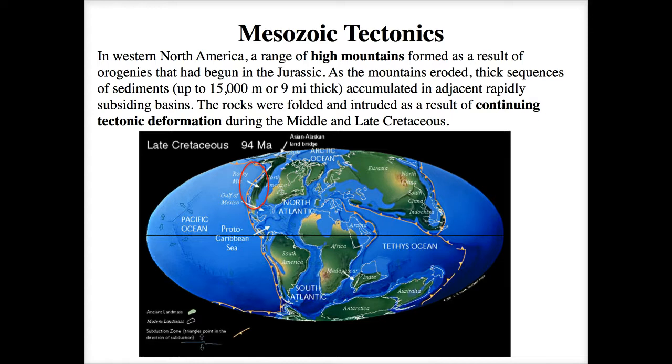Why are the basins subsiding? Because the mountains are pushing up, and that's creating basins on the side. So the rocks were folded and intruded. These same sediments were then folded and intruded by granites as a result of continuing tectonic deformation during the Middle and Late Cretaceous. Let's see if this diagram helps you.